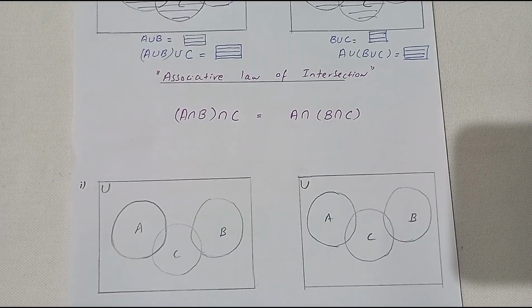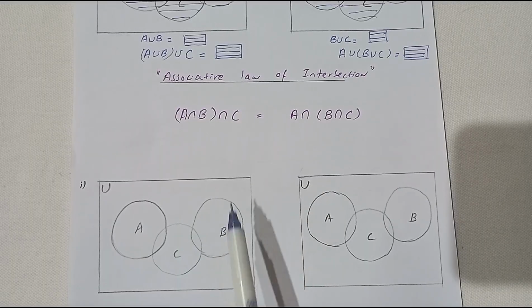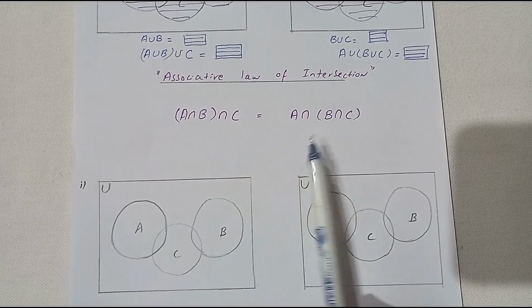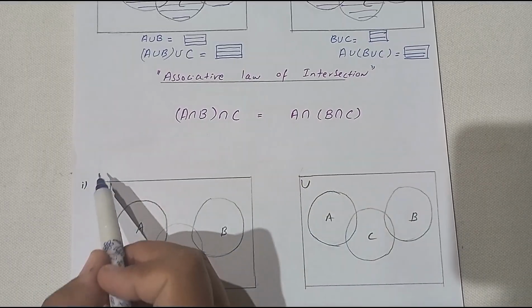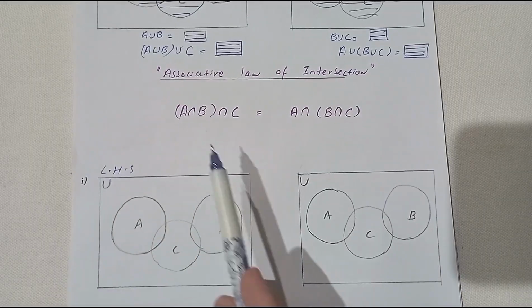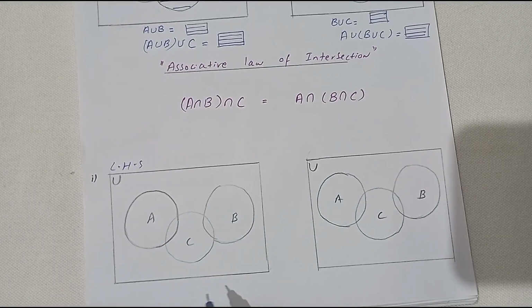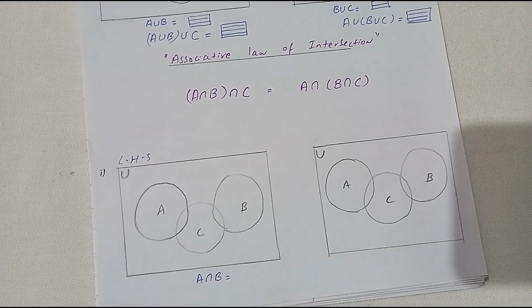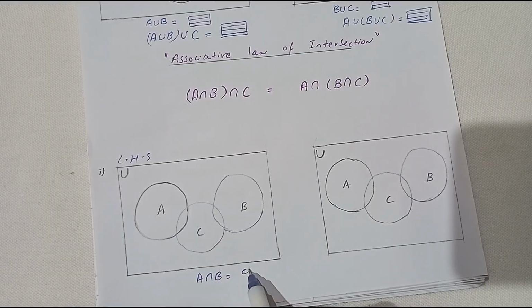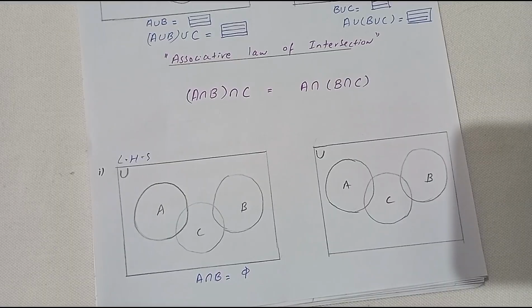Now we have to prove the associative law of intersection on the same Venn diagram of question number 1. The first part is (A intersection B) intersection C equals A intersection (B intersection C). So first we shade the left hand side, that is A intersection B. A intersection B shading means the common part of A and B. Since A and B are not overlapping and there is no common part of A and B, there is no shading, only the phi set.